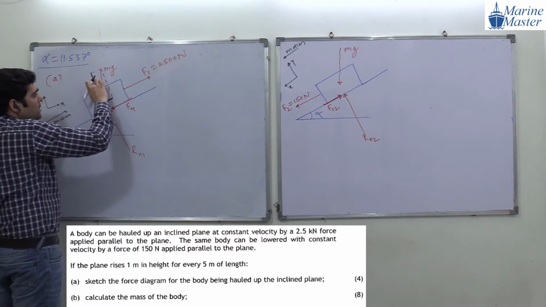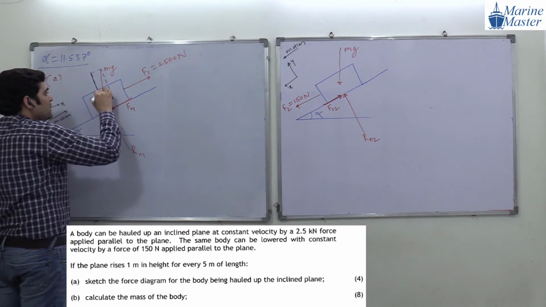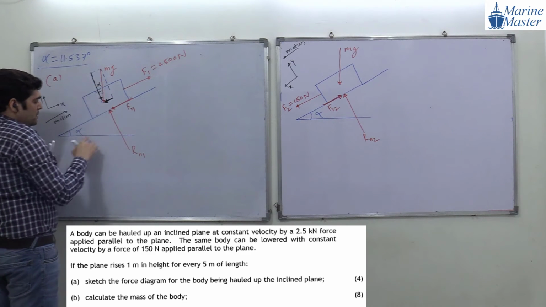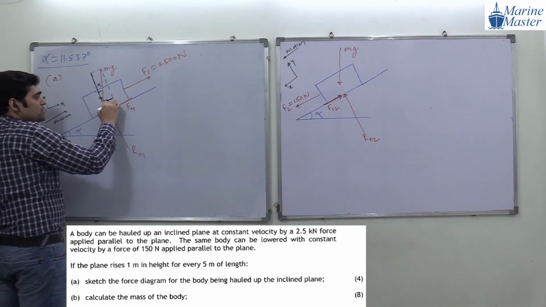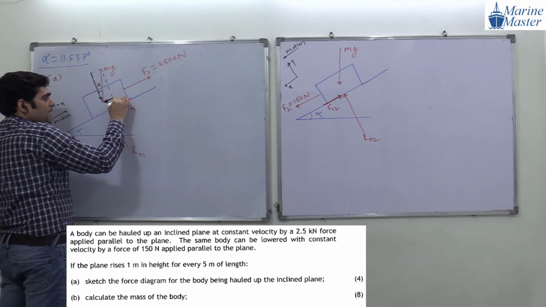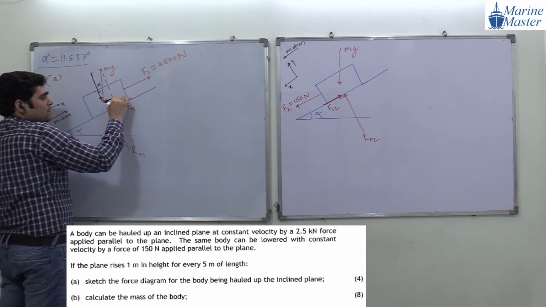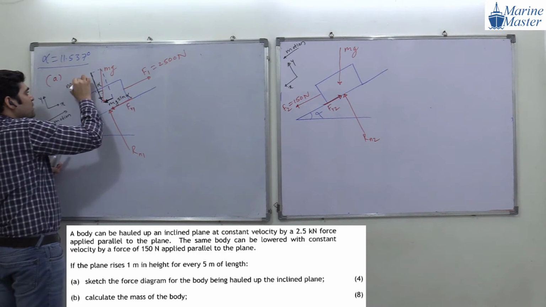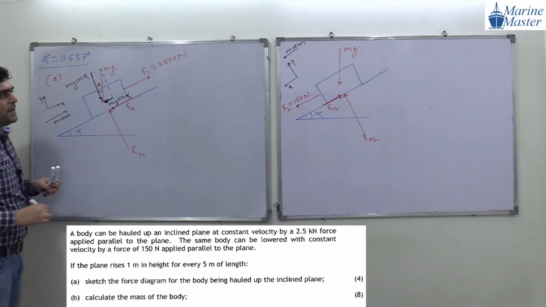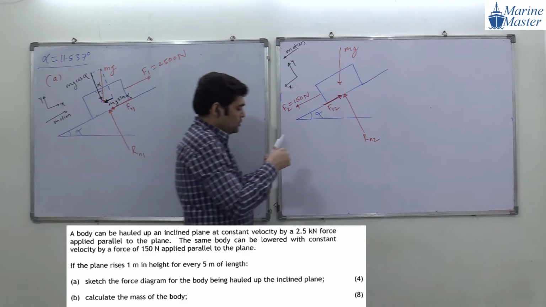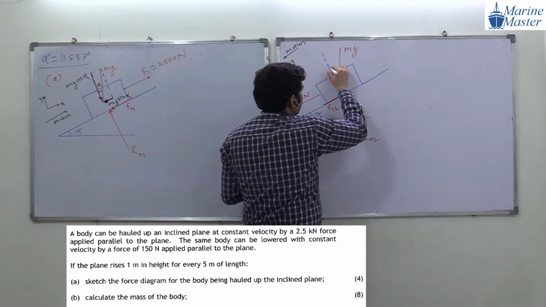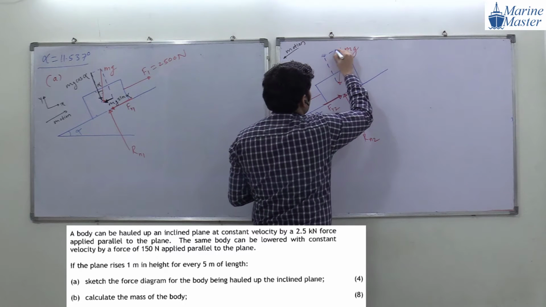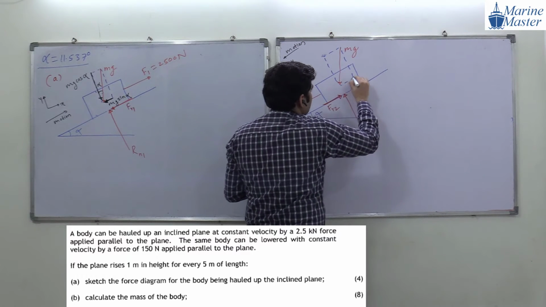Everyone, try to see the point. This angle will be what? Alpha. If this is alpha, this will be alpha. So is this mg cos alpha or sin alpha? Sin alpha. And this component will be mg cos alpha. Same story will be here also. Please everyone, try to observe the things.